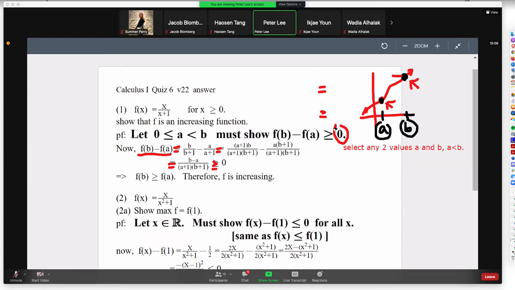So now let me erase this one again. Oops. So now, how do you show this? This is what we have to show. Look at this, class. We start with f of b minus f of a. Start with this.